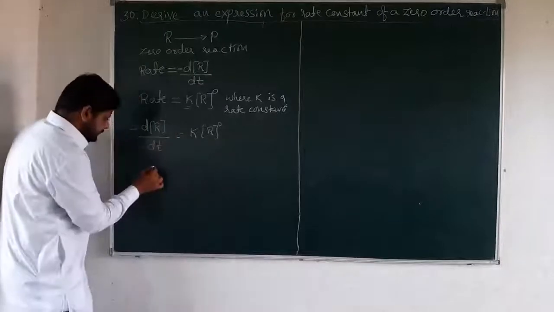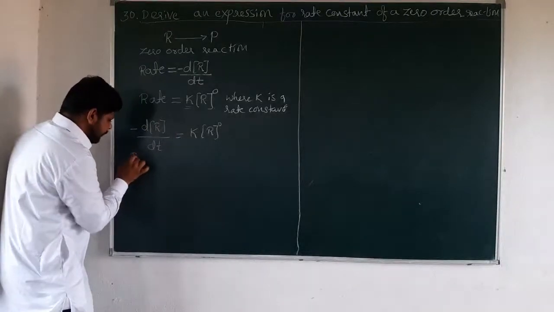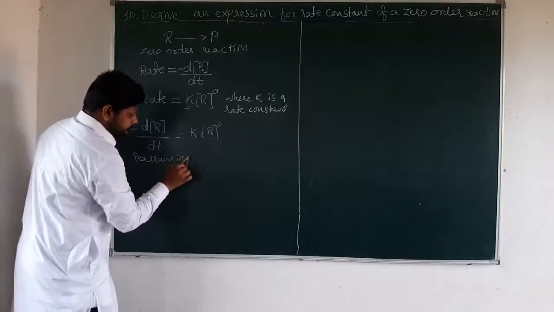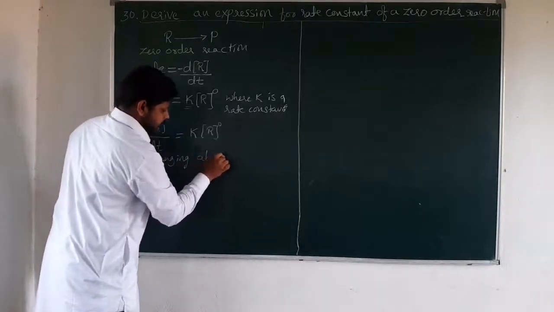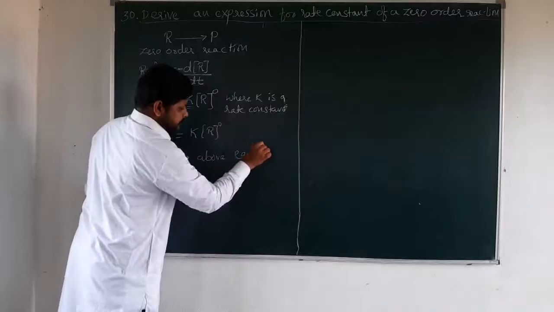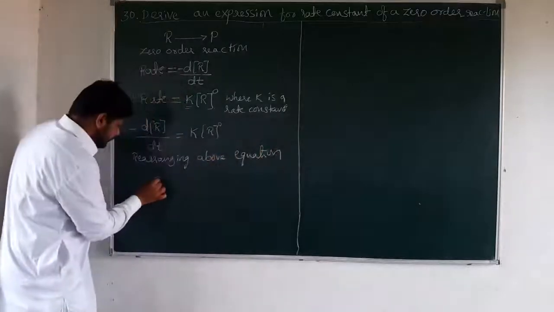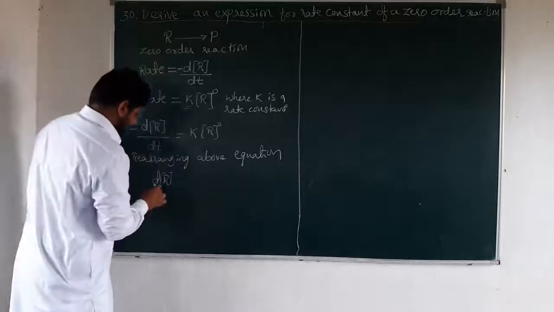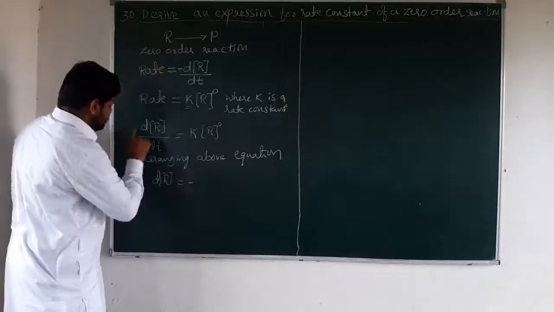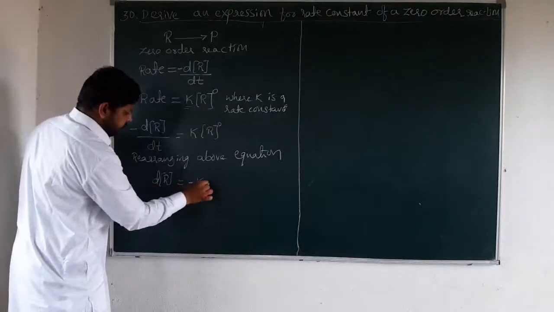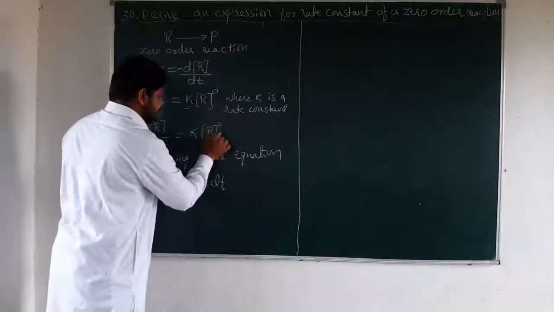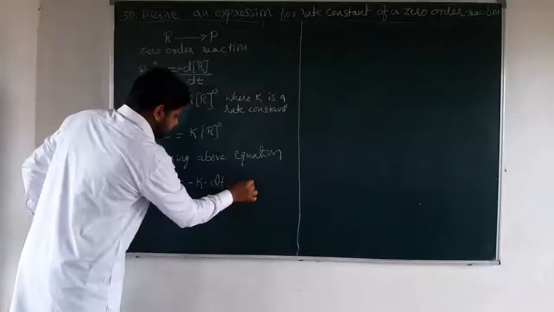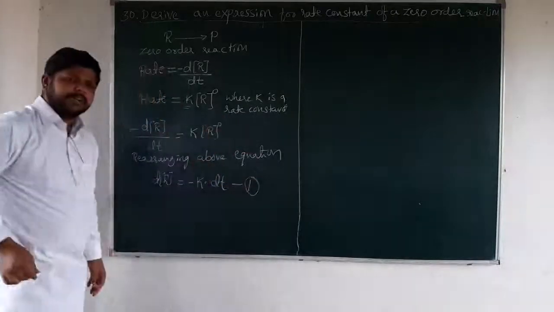Just rearranging our equation, we will get d[R] equals minus k into dt. [R] to the power 0 is 1. Let us shift dt here. Let us consider this as equation 1.